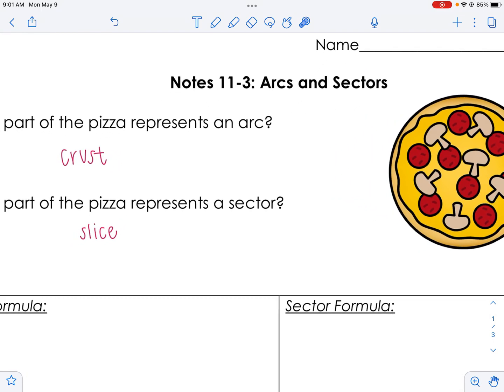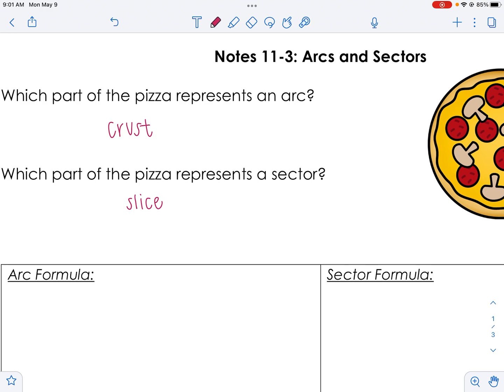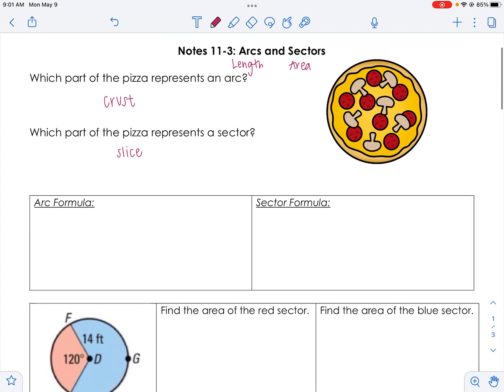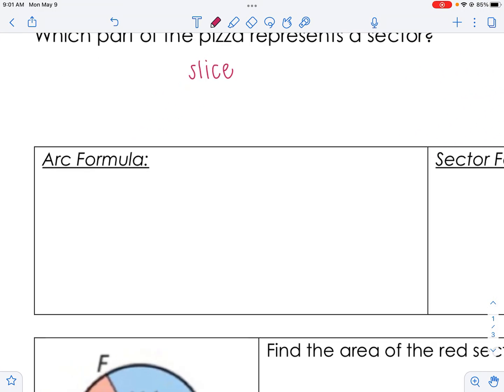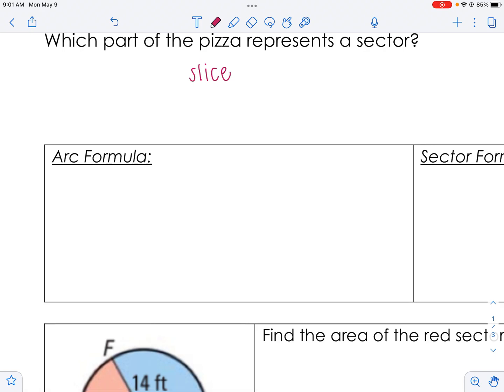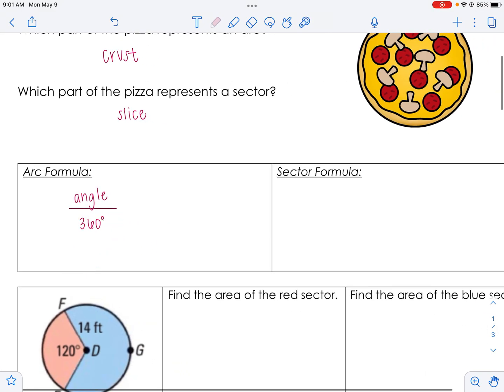So it's not measure, it's more of the arc length, and it's the sector area. It's the space that you have. So we have two formulas for this, and it always has your angle over 360. So for the arc, it's always the angle over 360, because 360 is a full circle, and it's the same thing with the sector formula. They're both going to start out the same way with an angle over 360.